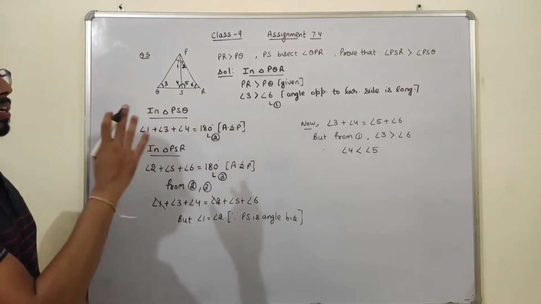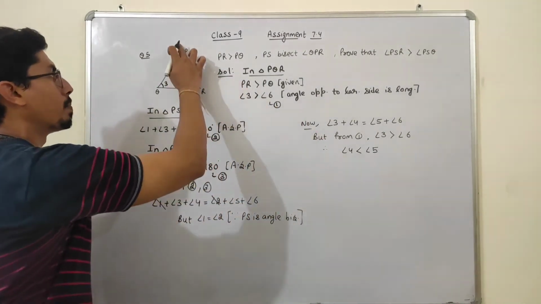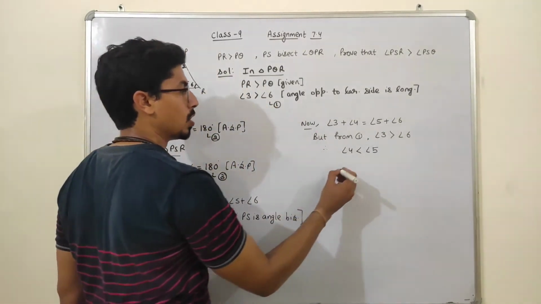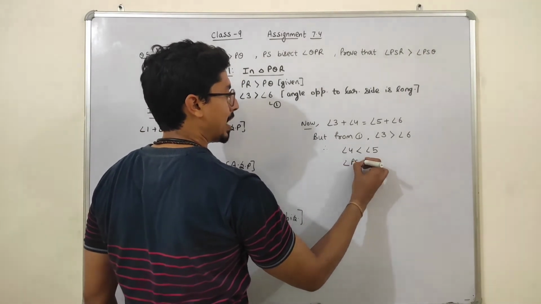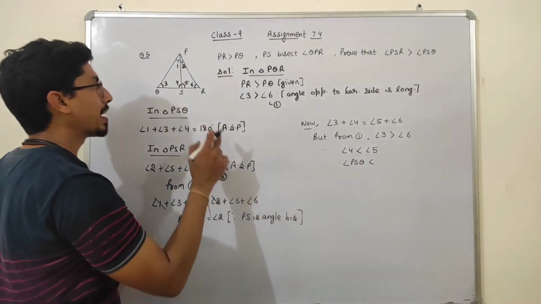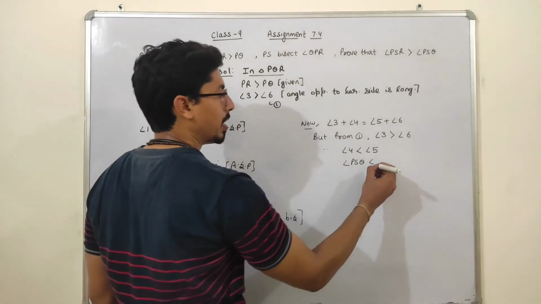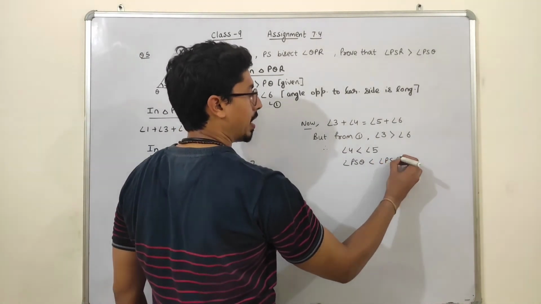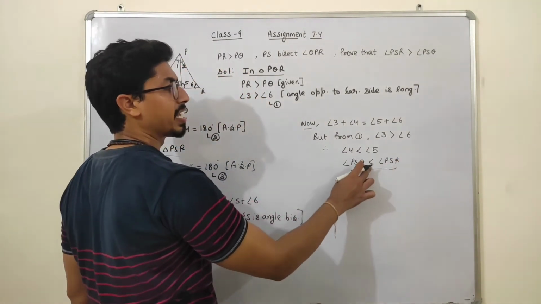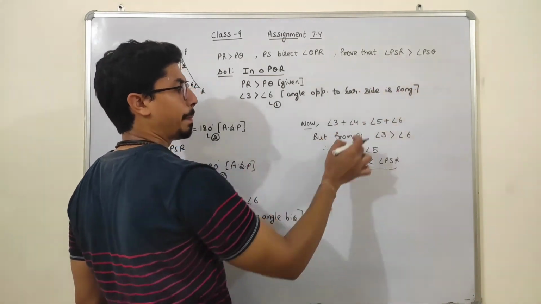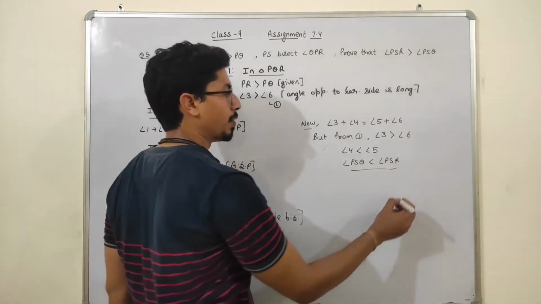Angle 4 means PSQ, so angle PSQ is smaller than angle 5. Angle 5 means PSR. So here PSR is greater than PSQ. This I have to prove, and this is our required answer.